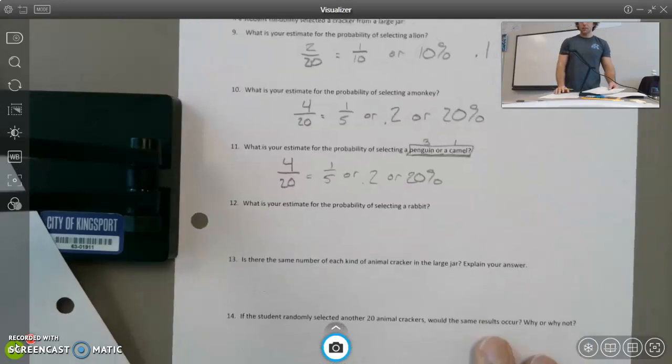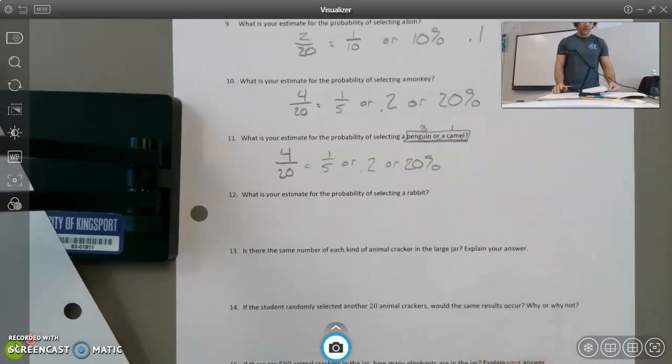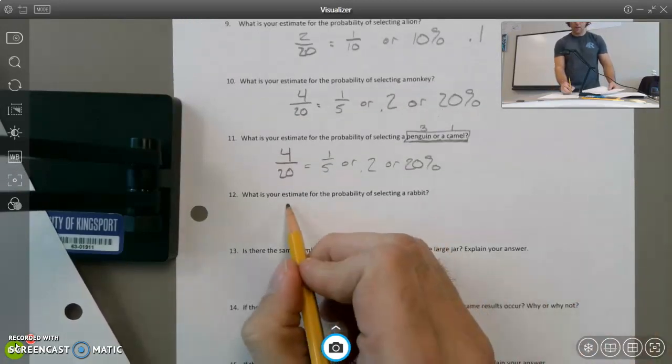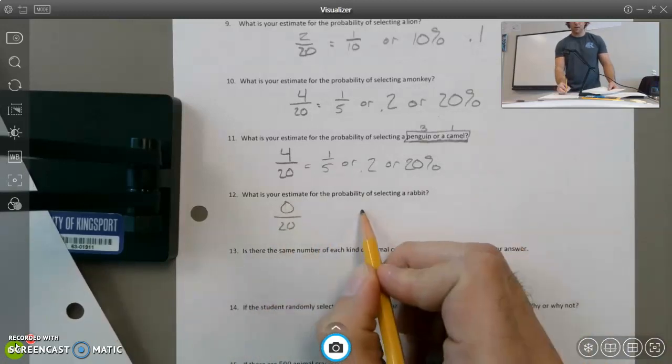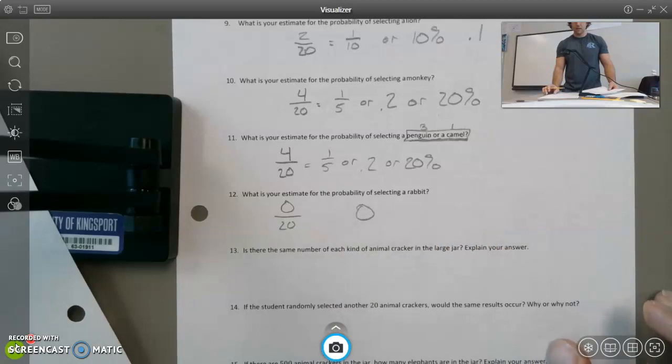What is your estimate for the probability of selecting a rabbit? Well, there were no rabbits chosen. So 0 out of 20. Probability is 0. It is impossible.